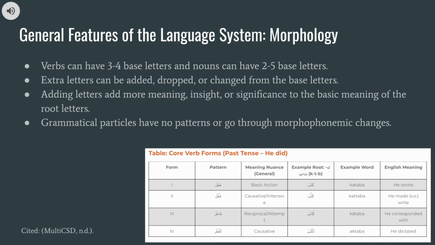Morphology in Arabic includes nouns and verbs containing certain base letters or roots. Extra letters can be added, dropped, or changed from the base letters due to morphophonemic rules. When letters are added, this can add more meaning or significance to the basic meaning of the root letters. There are also fewer than 100 grammatical particles or function words to be memorized. These have no patterns and do not go through any morphophonemic changes.